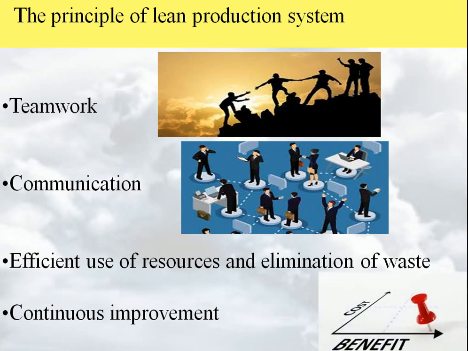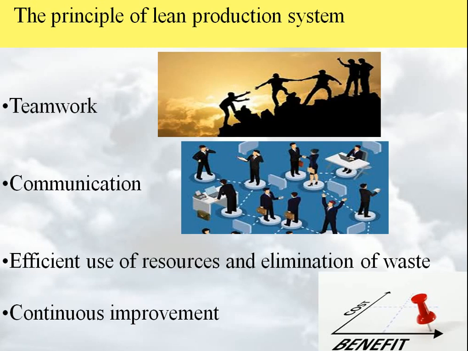The third important method is efficient use of resources and elimination of waste. Efficient use of resources can be obtained by elimination of waste, such as waste of rejection, waste of rework, and waste of over processing and over production.